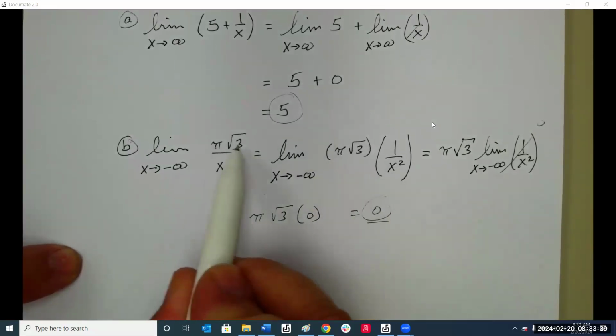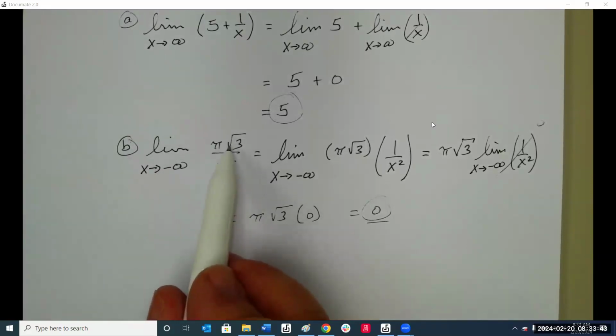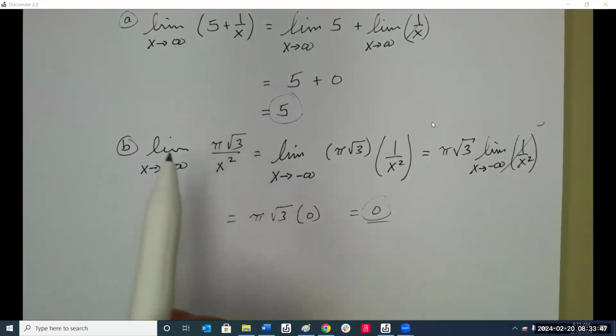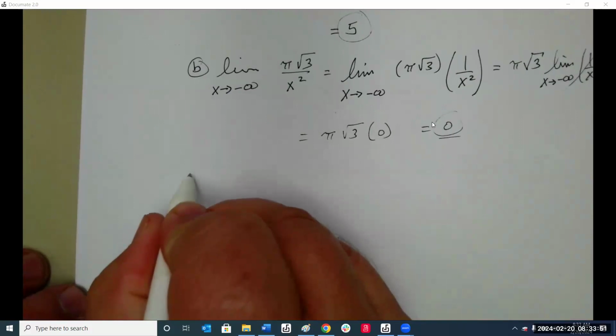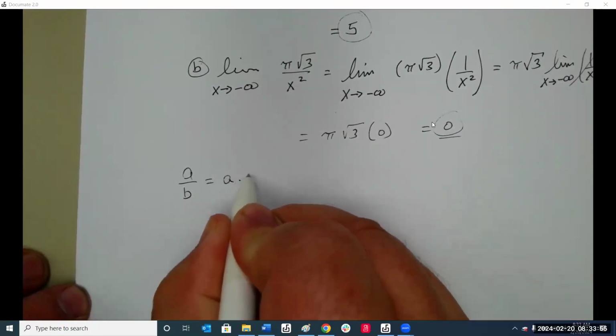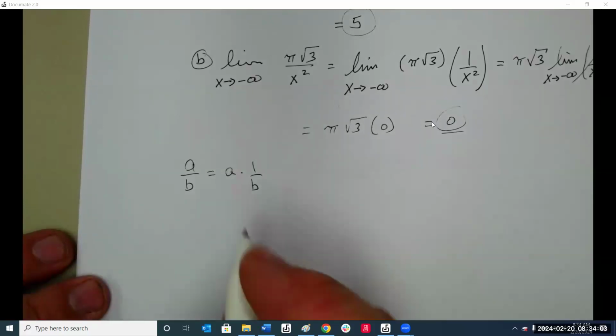Because there are no x's on top, I don't have to worry about it. The only thing this function is worried about is a function of x. Since there's no x on top, it's a constant. You have to remember this rule: A over B is the same thing as A times 1 over B. You can split up fractions that way. It makes life much easier.